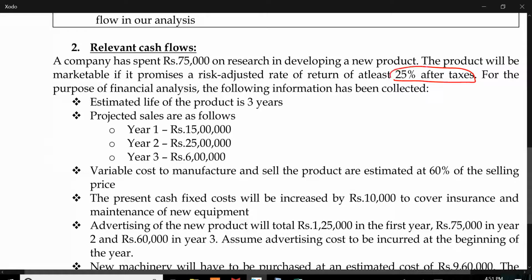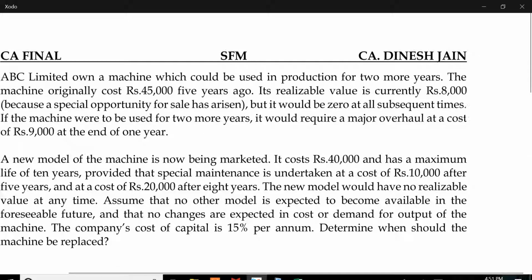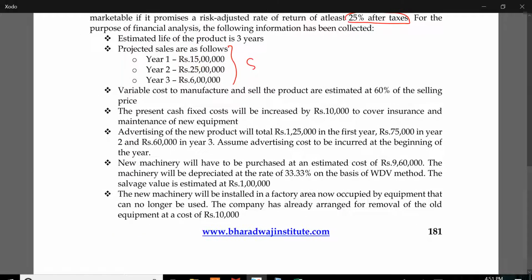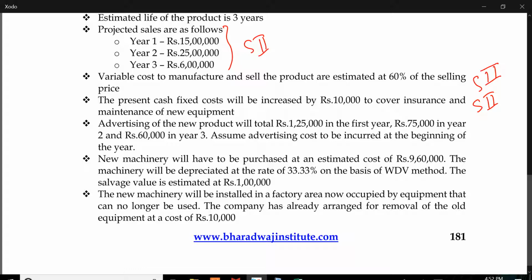This is the discount rate. Which step will this be useful? This will be useful in step 2. Again step 2. Whether relevant or irrelevant we will see later. Next point, what are they saying? It will be linked in step 1 as well as step 2 because they are paying it at the beginning of the year.